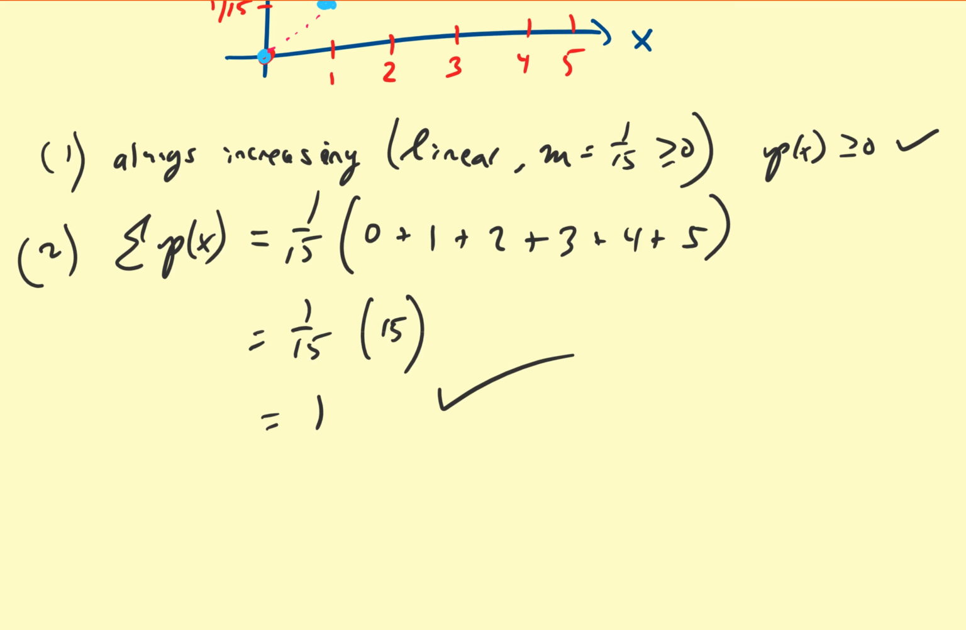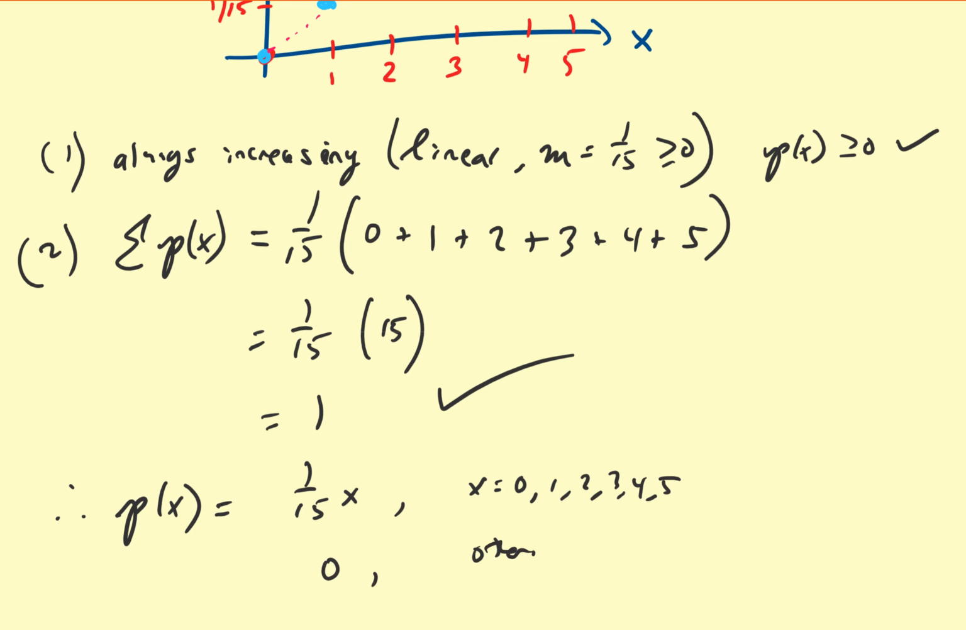So therefore, p of x equals 1/15 x for x equal to 0, 1, 2, 3, 4, and 5, and 0 otherwise, is a probability mass function.